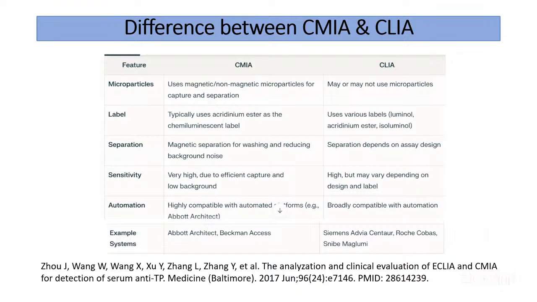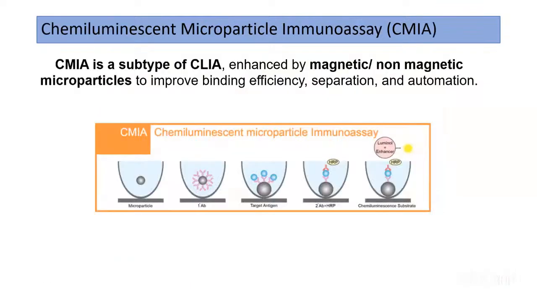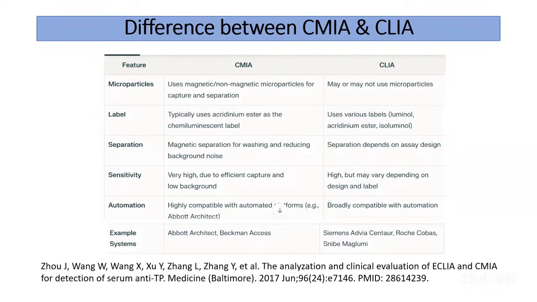So if you compare, CLIA may or may not use microparticles. Labels are typically acridinium ester, and here it can be luminol or anything. Basically, we're using acridinium ester, which is the direct chemiluminescent label. Separation is a magnetic separation, which depends on assay design. Sensitivity is very high due to efficient capture and low background noise. In automation, there are many players in this. So when you are using magnetic beads under the principles of CLIA, in simple terms, that becomes a CMIA, that is your chemiluminescence microparticle immunoassay.